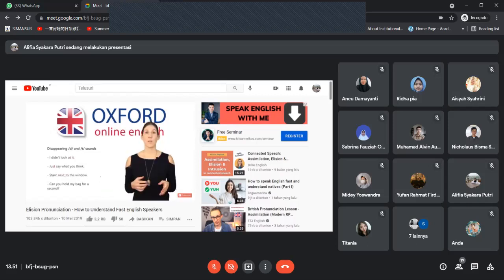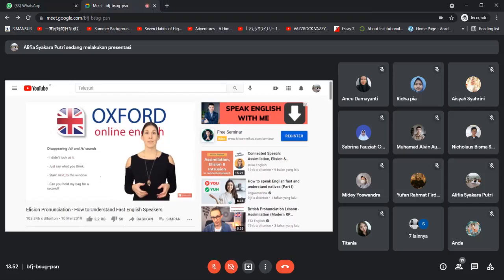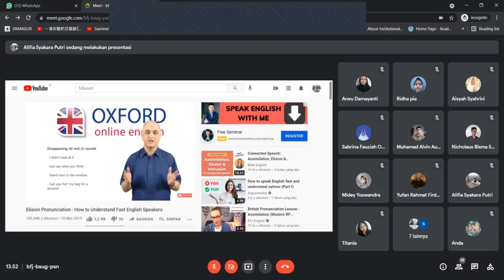In stand next to the window, the D in stand can disappear. The T in next is linked to the T in to, stand next to the window. In the last phrase, the D on hold will disappear. Can you hold my bag for a second?